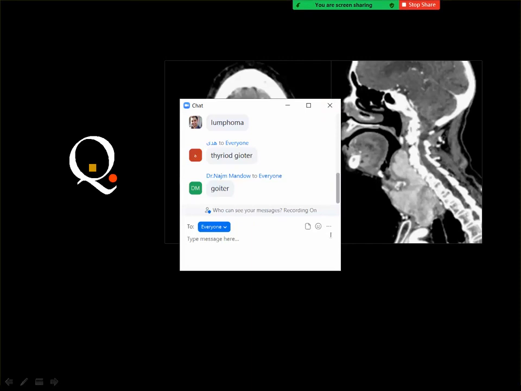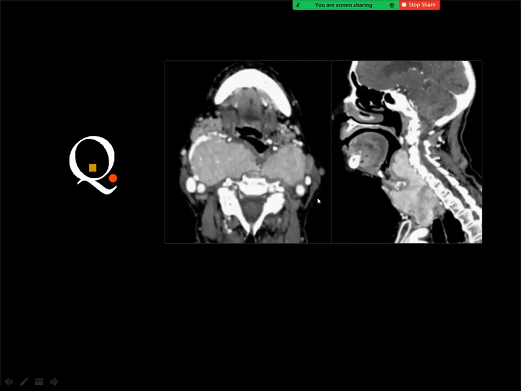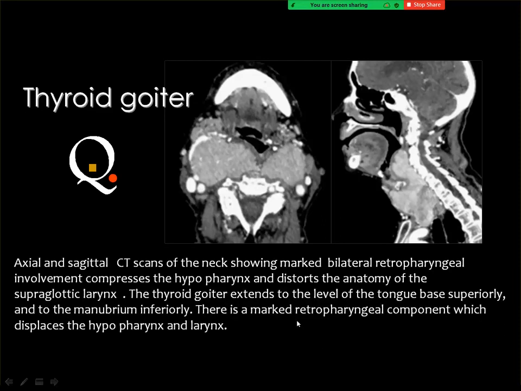Yes, and this is thyroid goiter, and the answer is right. This is the huge thyroid enlargement with heterogeneous density. It extends up, reaching the oropharynx and down into the mediastinum. A classic appearance, not that classic, but it is one of the appearances of the thyroid goiter.